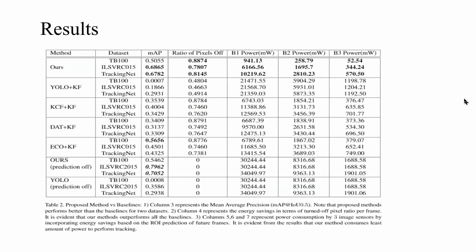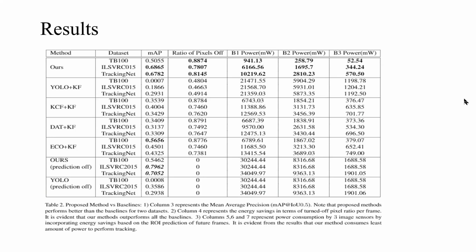This is our table containing comprehensive results. So I will highlight the most important parts here. As you can see for our method, if you look at the mAP column, which indicates the mean average precision, or basically a metric of how well our algorithm is tracking the object of interest, you can see that we outperform all of the baselines for two out of the three data sets.